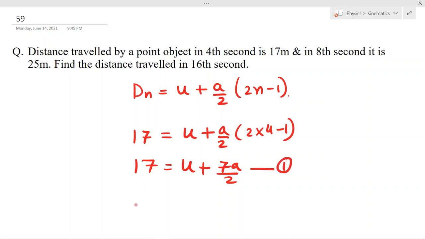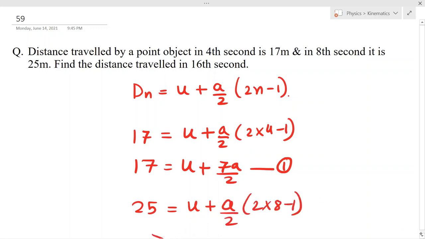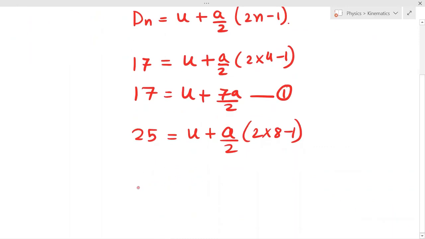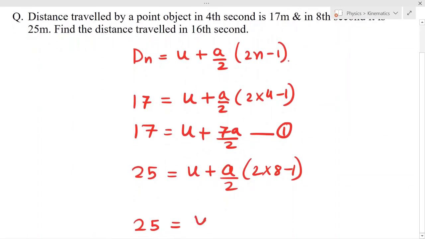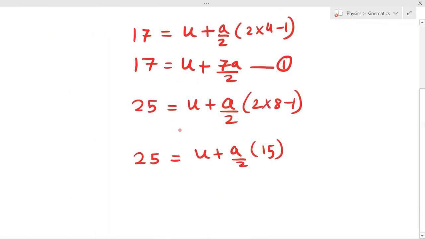Now the second equation will be, in 8 seconds it travels 25 meters. So this is 25 is equal to u plus a by 2 into 2 into 8 minus 1. So this will be 25 is equal to u plus a by 2 into 15, because 8 into 2 is 16, 16 minus 1 is 15. This is my second equation.